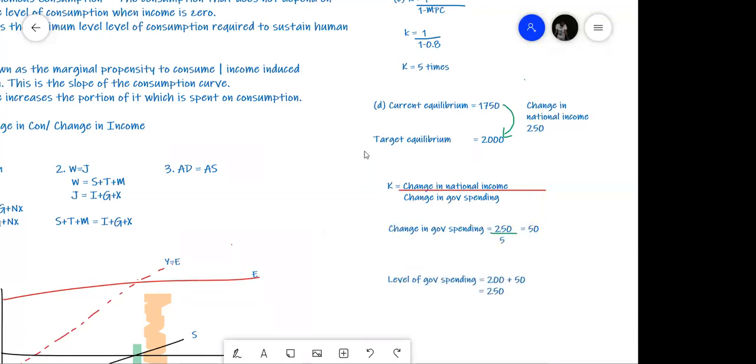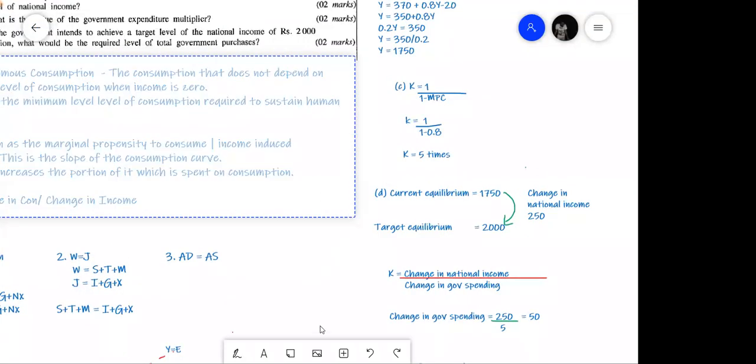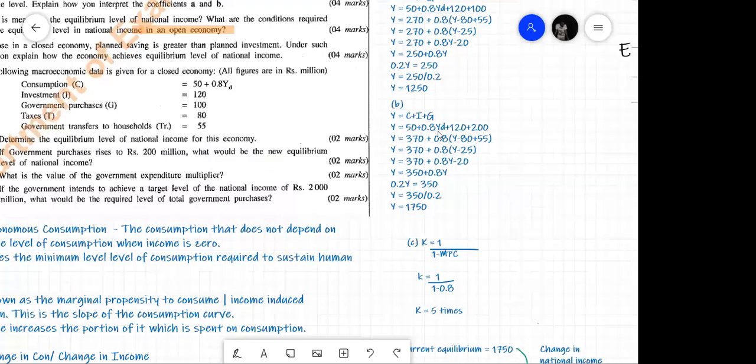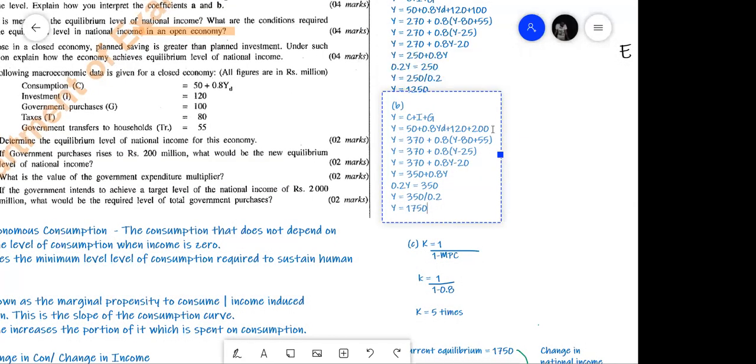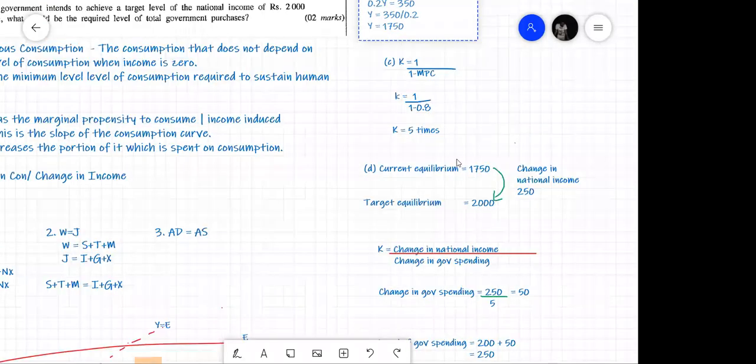Guys, if you want to recheck your answer at home, what you can do is, in this question, instead of 200, put 250 and see if you get 2000. So in simple terms, what is the question? You have a target level of 2000. To achieve 2000, how much government spending do you need? To do that, first we follow these steps.